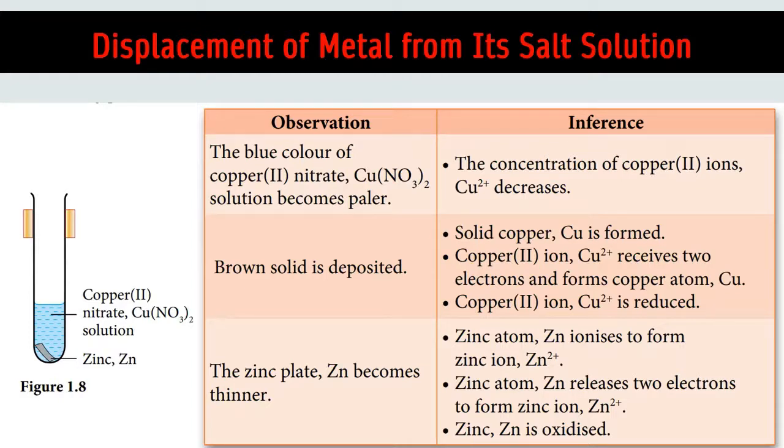The third observation in this reaction is the zinc plate becomes thinner, or zinc plate dissolves into the solution. It is because zinc atom ionizes to form zinc ions, or zinc atom releases 2 electrons to form zinc ion. It can also be said as zinc is oxidized.